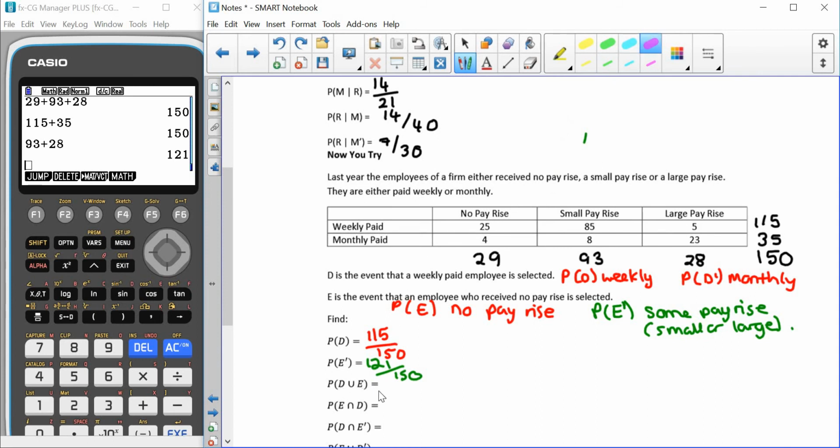Next, we're looking at D or E, so we're looking at weekly pay, which is these people here, or E, which is that they got no pay rise, or both. And just as we saw before in the example, this 25 here is being counted twice. So we have to be careful when we're adding our numbers together that we're just adding 4, 25, 85 and 5 together, which should give us 119. And that is 119 out of our total of 150.